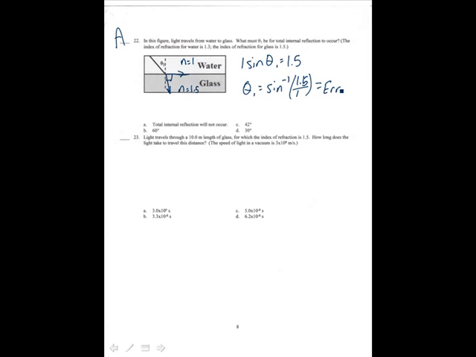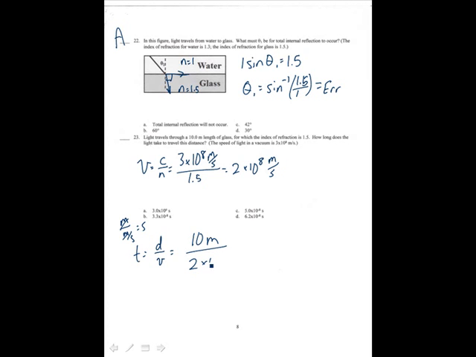Light travels through a 10-meter length of glass, which the index is 1.5. How long does the light take to travel this distance? All right, well, V is equal to C over N. That's 3 times 10 to the 8th meters per second, the speed in a vacuum, divided by 1.5. That's 2 times 10 to the 8th meters per second. And I want to know how long it takes to travel that distance. T is D over V. Looking at my units, this would be meters over meters per second. The meters would cancel and leave me with seconds, which is the time. So that's 10 meters over 2 times 10 to the 8th, which is 5 times 10 to the minus 8 seconds. C is number 23.